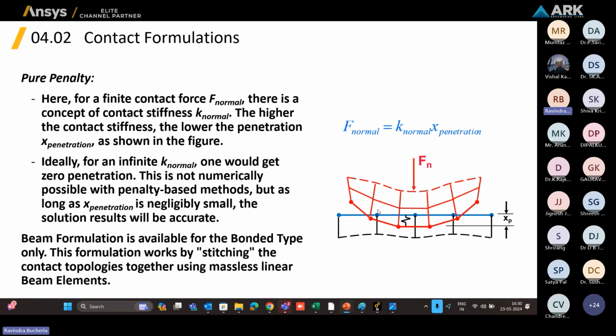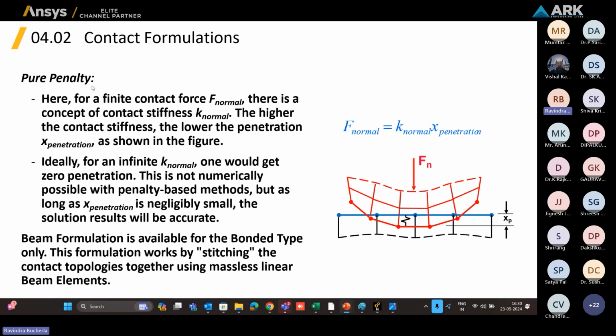So the type of formulation between these two bodies will be totally five types. One of them is pure penalty. Pure penalty is nothing but, suppose a normal force will be there, and it will allow some small penetration. Whatever the penetration is there, there will be some stiffness, k normal stiffness, generated, and according to this penetration and normal stiffness, the reaction force will be calculated here. So this is pure penalty.